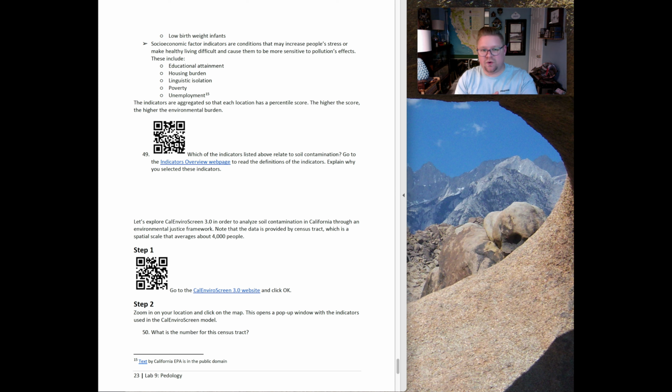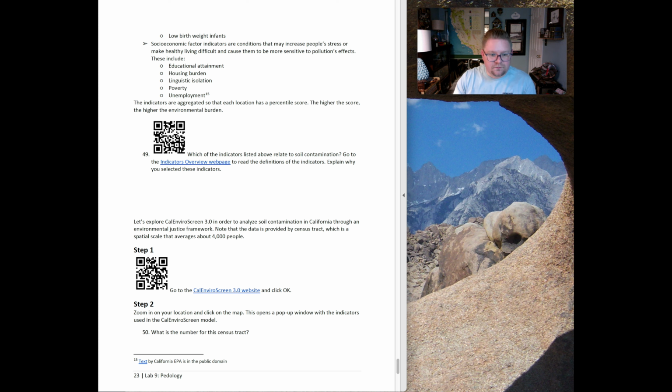So you'll scan the QR code, go to the website, and you'll work through this using some of those tools that you have now learned about contaminants and what types can be there and how it affects people. So once you've done that, you're going to be able to explore this. Let's explore it to analyze soil contamination in California through an environmental justice framework, meaning that let's say you're working for someone, you're going to try to find some information. Note that the data is provided by census tract, which means that the spatial scale is about 4,000 people.